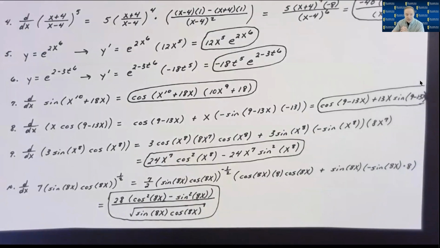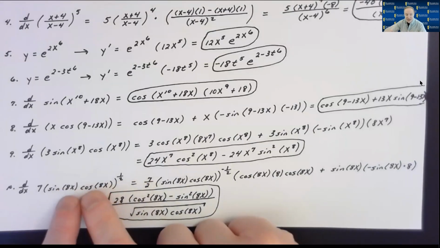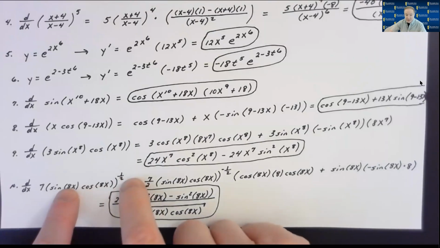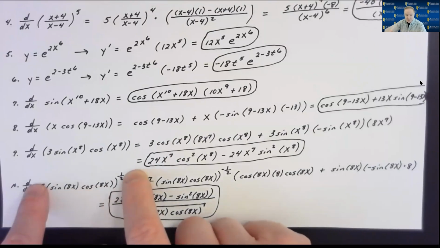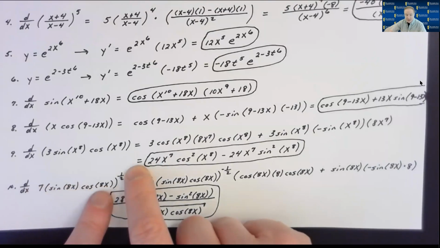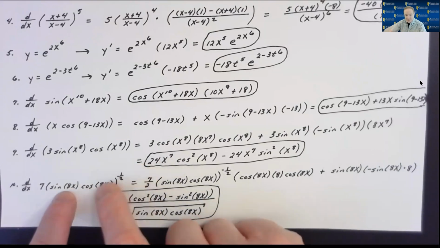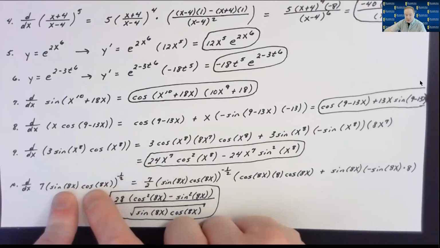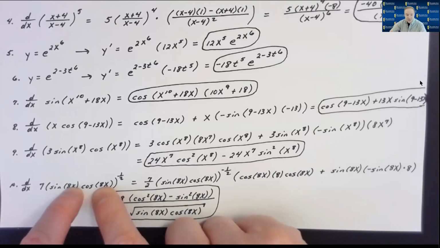For number 10 here, these are getting increasingly more fun as we go. You can see we have the outer function here is the group to the 1/2 power, 7 times this group to the 1/2 power. So that's going to have to be addressed first. But then when I say times the derivative of the inside, we're going to have to use the product rule and then the quotient rule within, and then the chain rule within each term of that product rule. So this is a pretty cool problem.